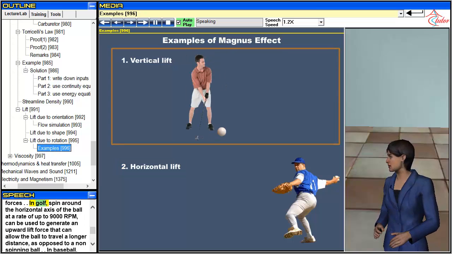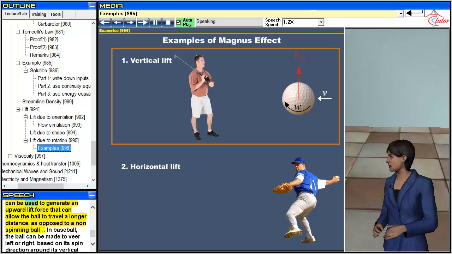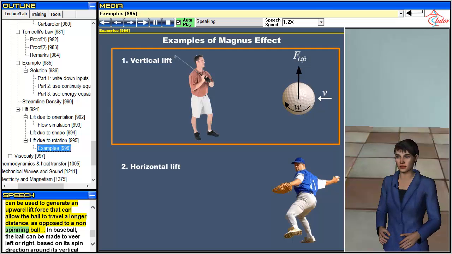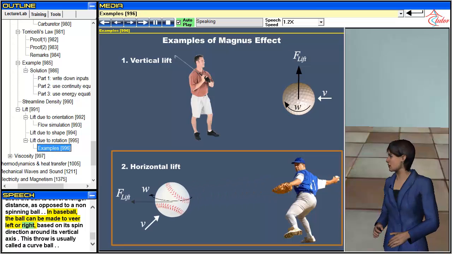In golf, spin around the horizontal axis of the ball at a rate of up to 9,000 rpm can be used to generate an upward lift force that can allow the ball to travel a longer distance, as opposed to a non-spinning ball. In baseball, the ball can be made to veer left or right, based on its spin direction around its vertical axis. This throw is usually called a curveball.